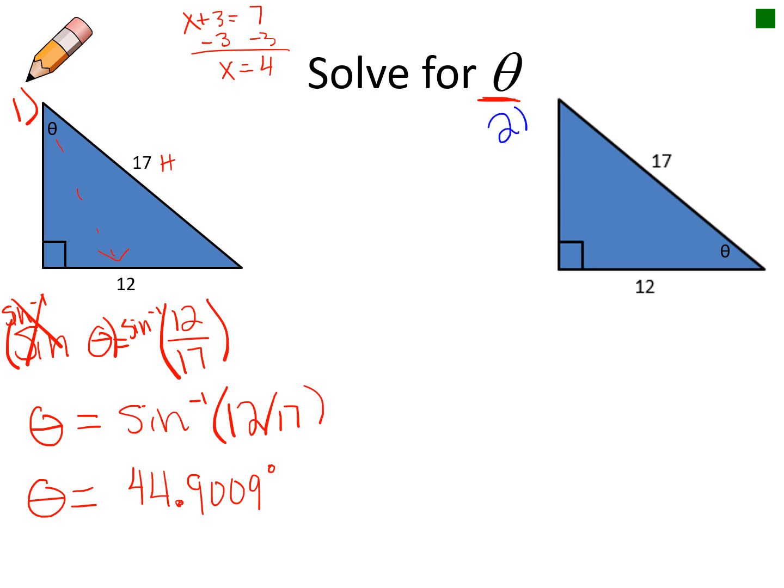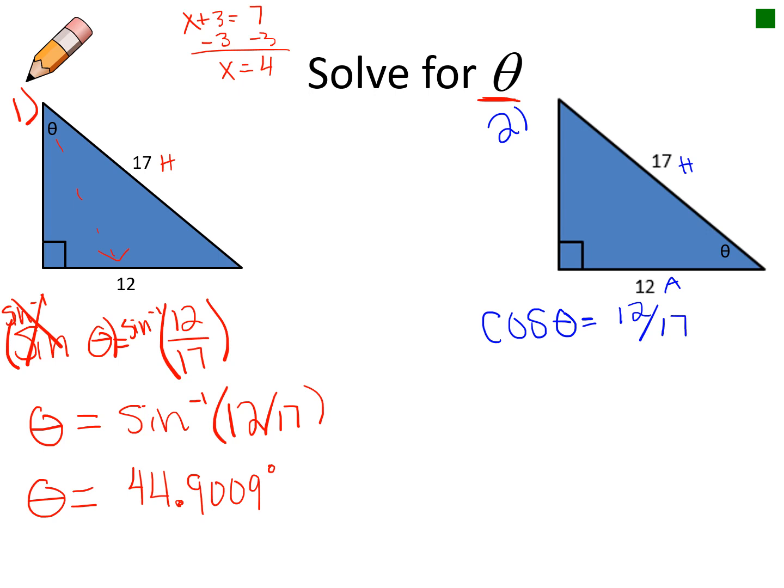Okay, now I'm going to do this triangle, and I'm going to call it example number 2 in blue. So now we have theta, but now in relation to theta, this 12 is going to be the adjacent side, and 17 is going to be the hypotenuse side. So we're going to use cosine. So the cosine of theta is equal to the adjacent, which is 12 divided by 17.